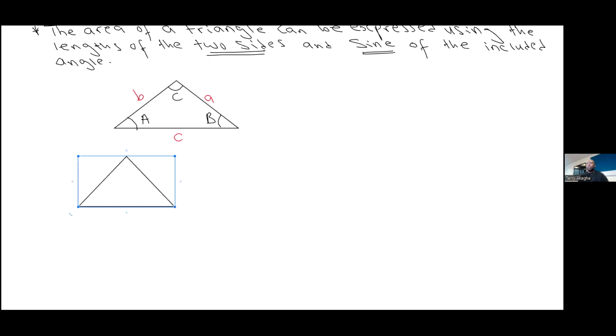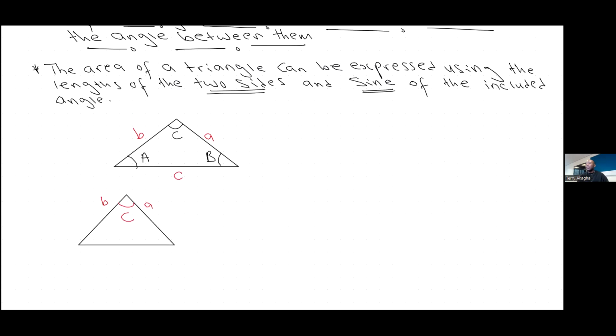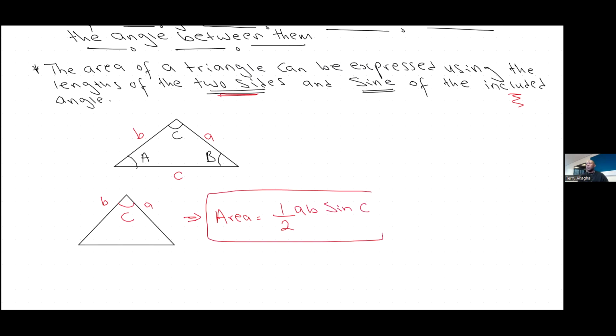So let's assume that we have this angle here, C, and we have the two sides A and B. Remember, I told you at the beginning that it has to be the two sides, okay? And the included angle must be the one you need. So that means in this case, we have the two sides and the angle between them. So now the area is going to be 1 over 2 A, B, sine C, okay? So A, B, sine C.